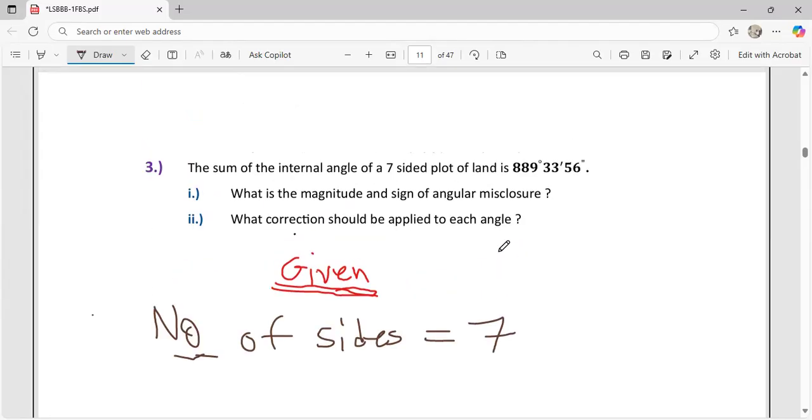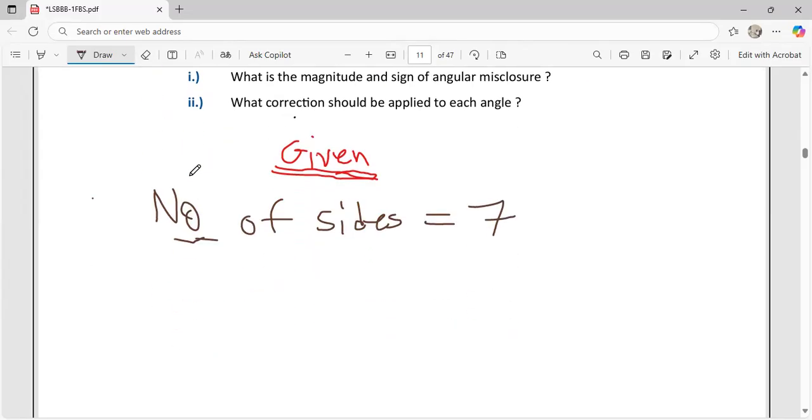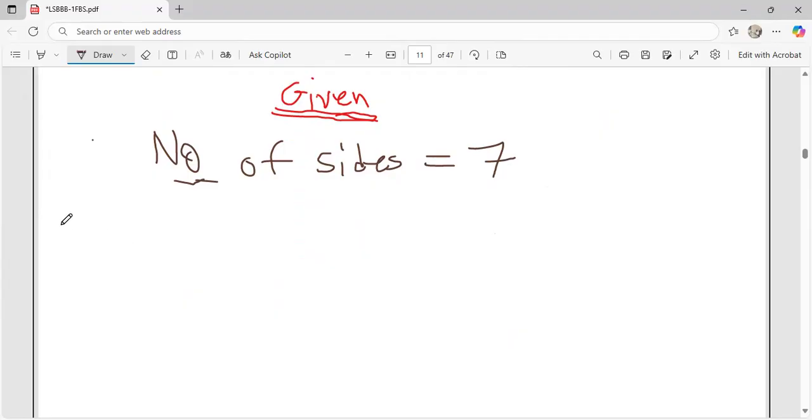So he also gave a measured sum. This is the sum that he measured. Let me denote it over here. The measured sum, which I'm going to call Ms, is equal to what?